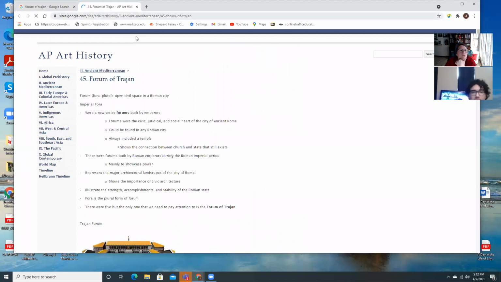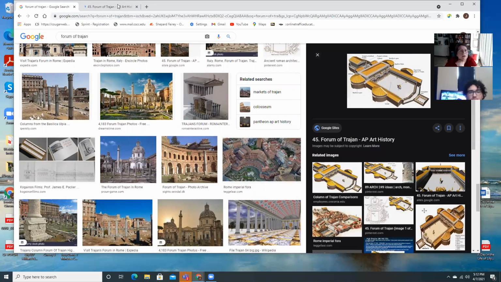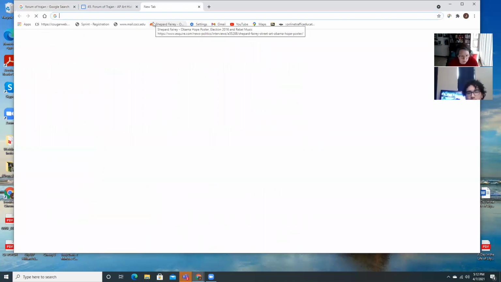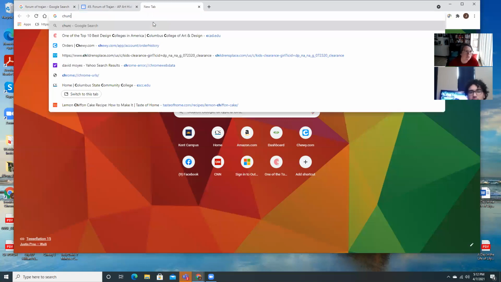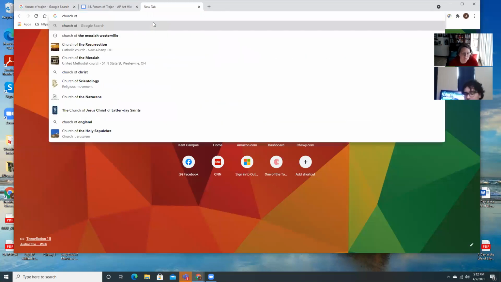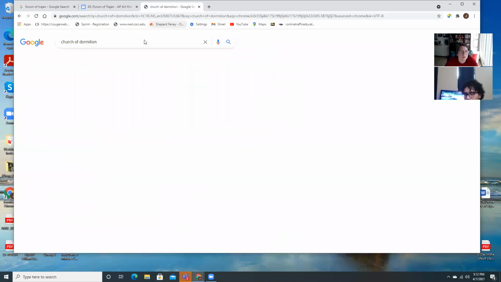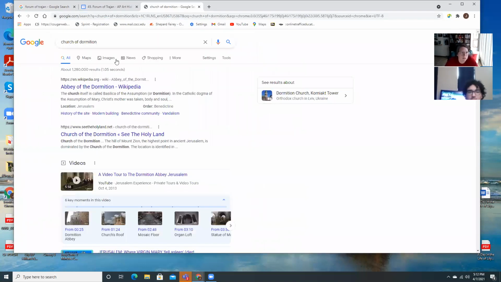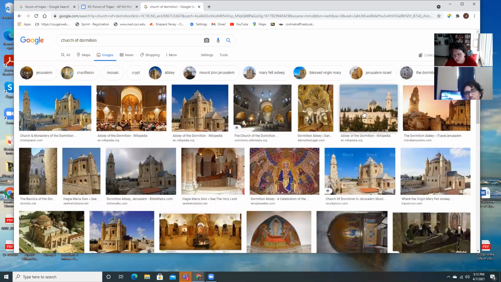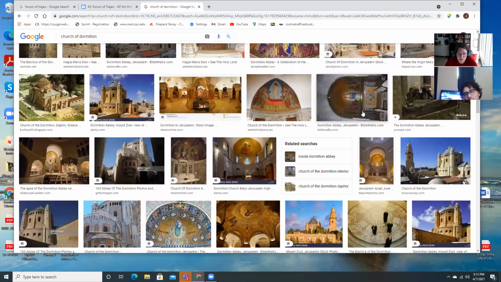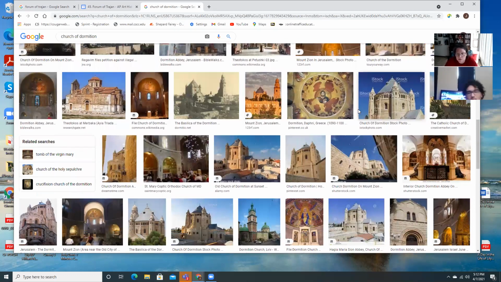Oh, that's how we'll do it. We'll open another tab. Okay, so then if you were going to compare it to the Church of Dormition in Delphi, Greece, what you'd really be doing would be comparing the footprint, not necessarily comparing the Church of Dormition as a basilica style church. So that won't work.